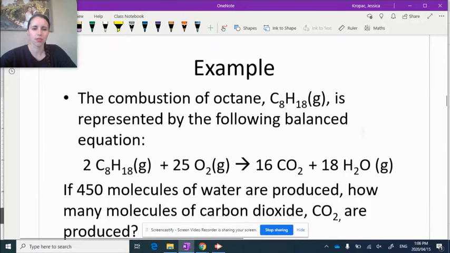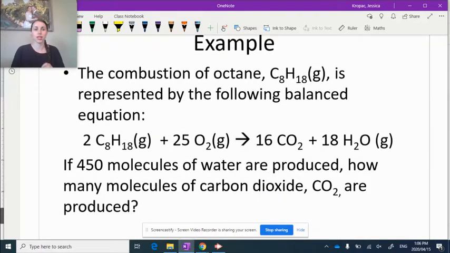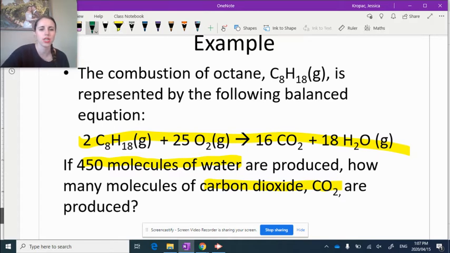So we're going to take a look at our first example, and this is really realistic of what you might see in chemistry. We're going to look at the combustion of octane. Really, all that matters is our balanced chemical equation here. So we're going to be using our balanced chemical equation and our coefficients that are in front. We've also been told that we have 450 molecules of water, and it's asking about the amount of carbon dioxide. So you always have to think about where we're starting and where we're going. This question is giving us information about water. So water is here.